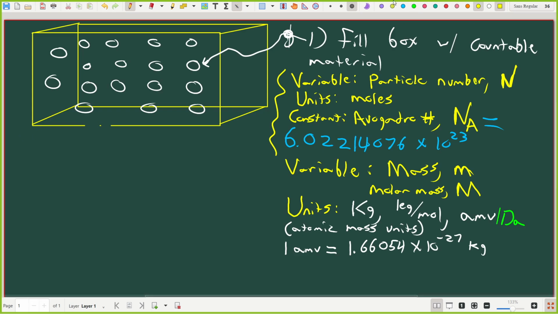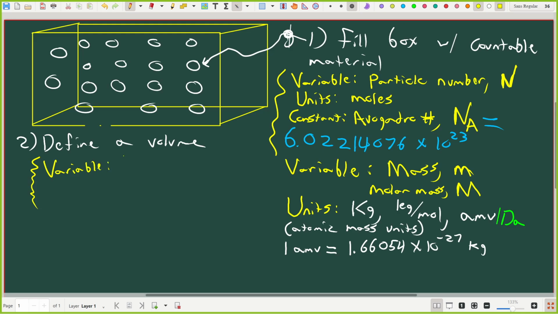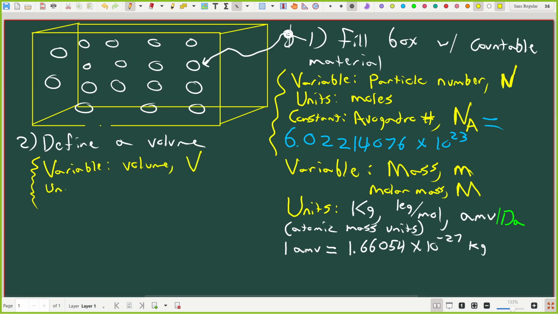Right, so the second step, what we're going to do is we're going to fill this box with countable material. The second step is we're going to define a volume. So our variable is V for volume. What are the units for volume? Good question. Some units for volume. You go buy a bottle of liquor at the store, what's the unit you use when you buy the liquor? Liters. Liters, there we go.